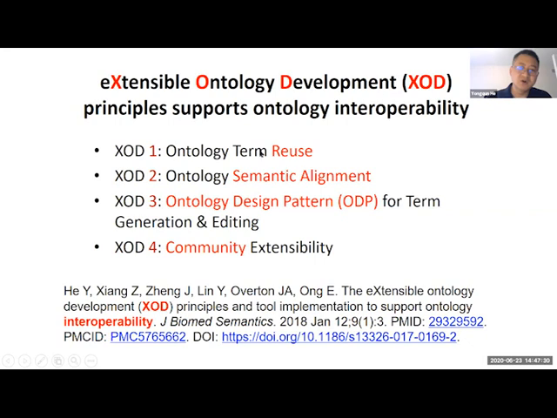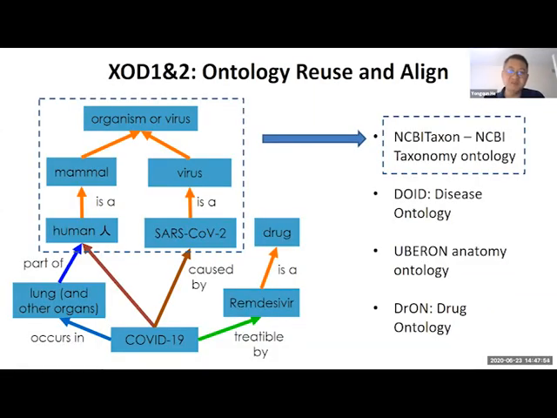So we have ontology term reuse, ontology semantic alignment, then ontology design patterns for term generation and editing, and then community effort. So the first 2 are more like reusing existing ontology terms. This one is more for new terms. Number 3 is for new terms. So I'm going to give some examples to show why those things are important.